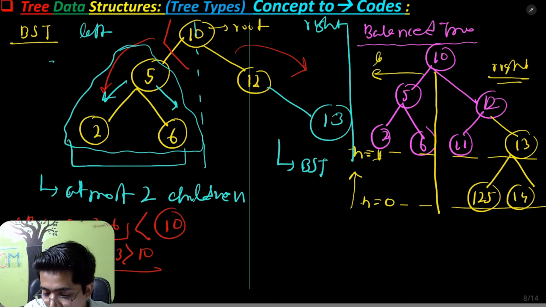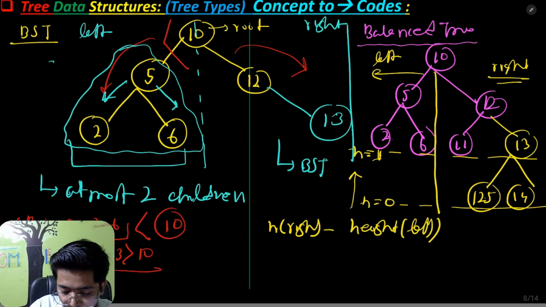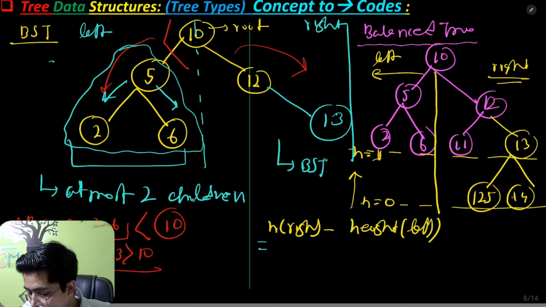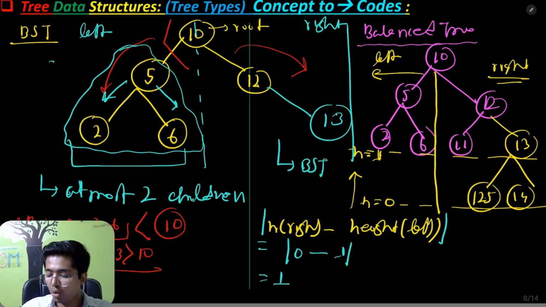This is the left side. So if we count the difference, height of right minus height of left, what difference will we get? The right is 0, and the left is 1. So we take the mod value, and the mod value comes to be 1. At this level we get that these are balanced, because the principle of balance is that they can have at most 1 height difference.